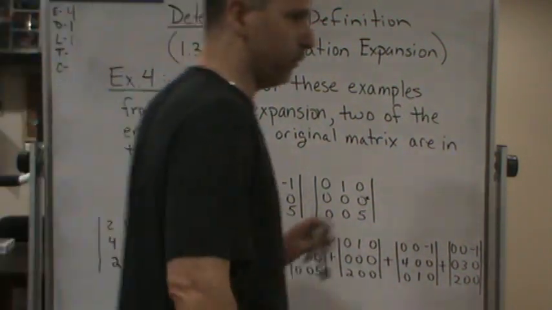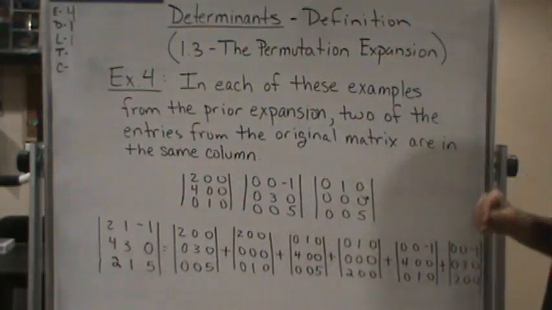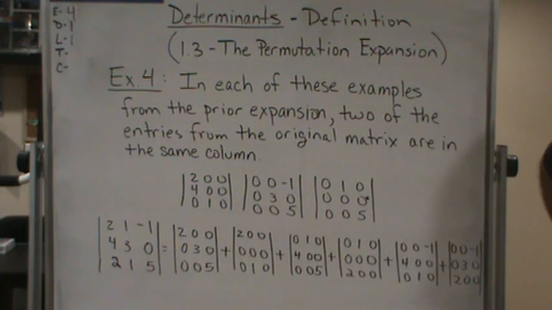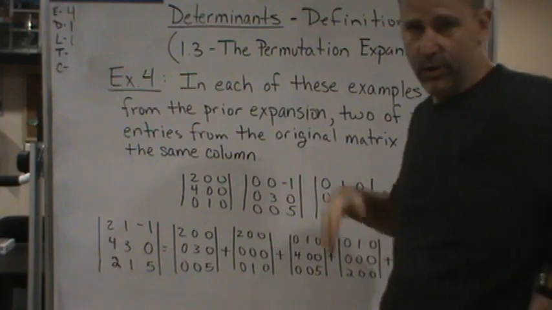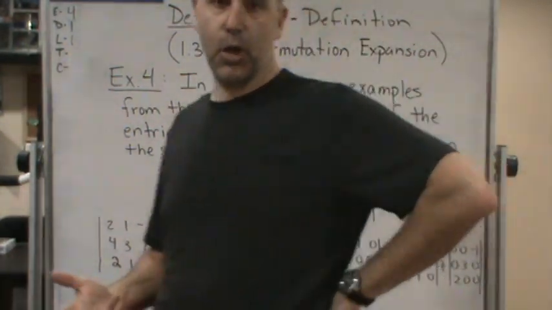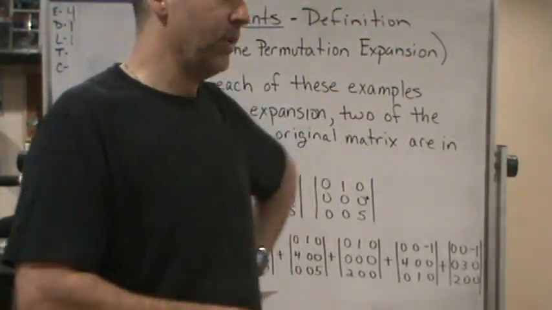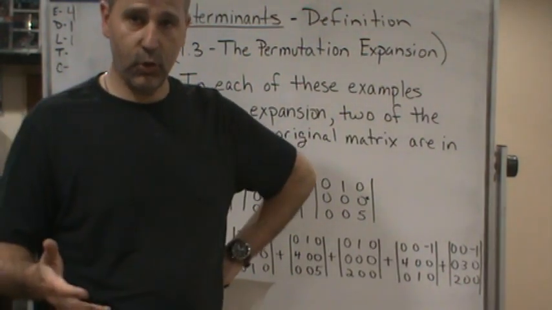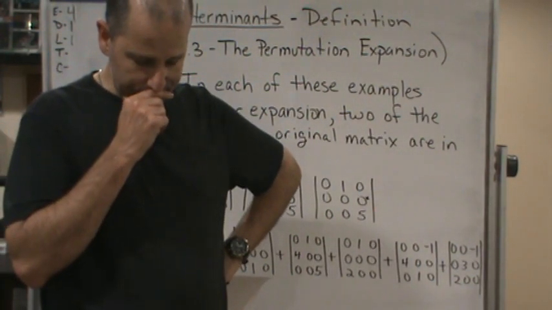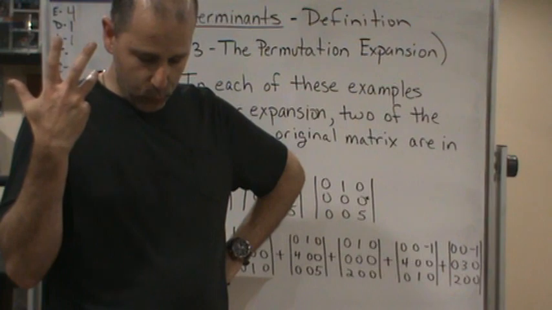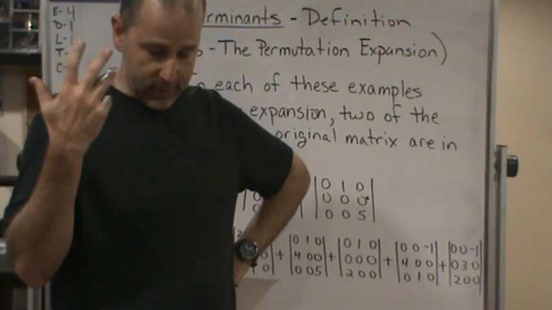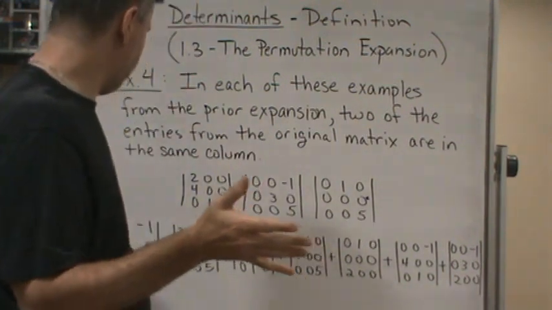Okay, so here's example 4. Now if you go back to the previous example where I mentioned that there are going to be like 27 determinants that we're going to add up, I also said most of those are going to be zero.